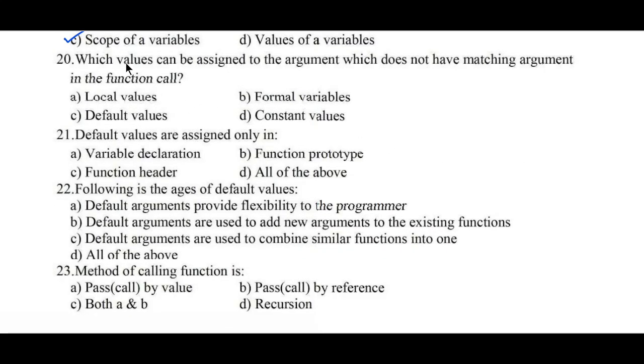Question number 20. Which values can be assigned to the argument which does not have a matching argument in a function call? Option A, local values. B, formal variables. C, default values. D, constant values. Here default values is the right answer.